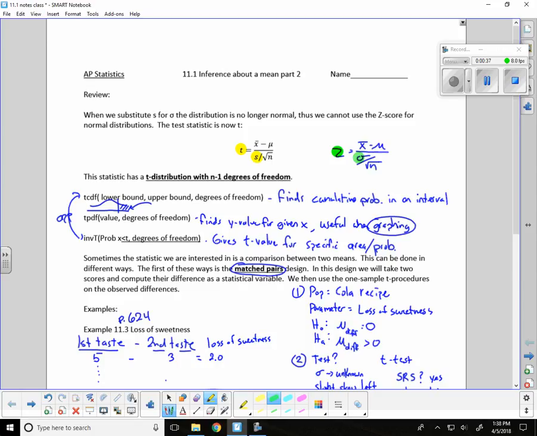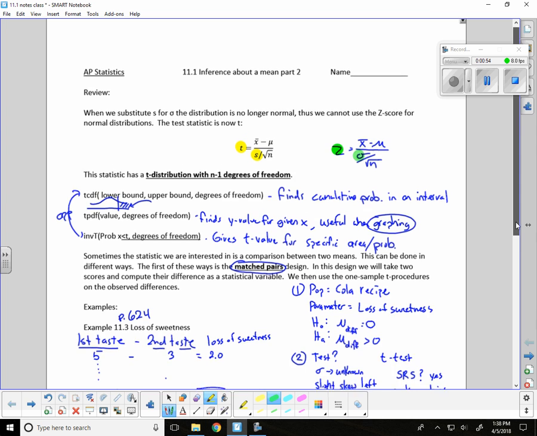And then, just to review, on the quiz we had 3 different functions that we could use on our calculator. Most of the time we use t-CDF because it finds the cumulative probability, or inverse t because it takes the probability and goes backwards. We don't use the PDF as often.